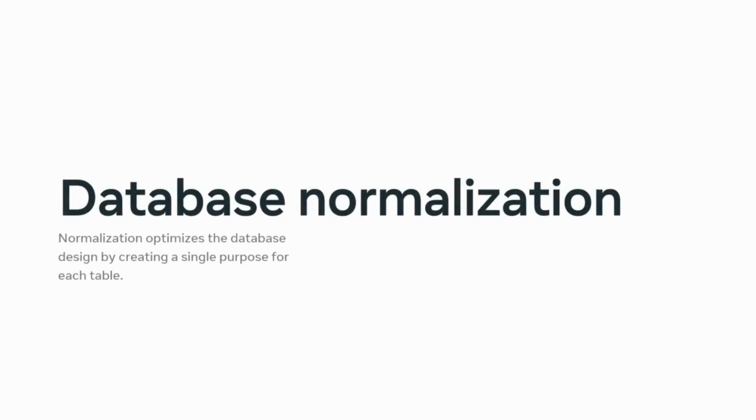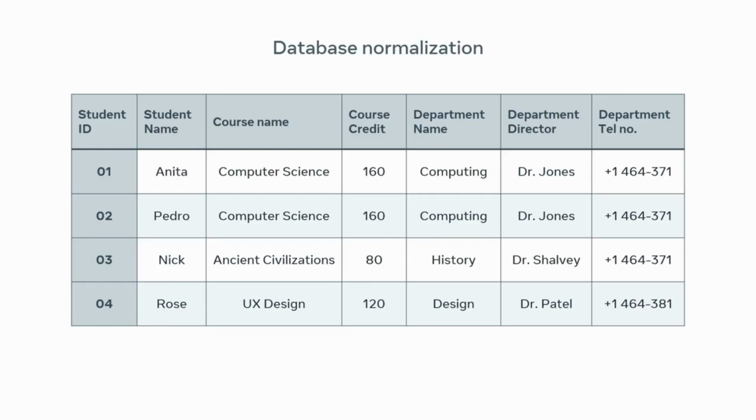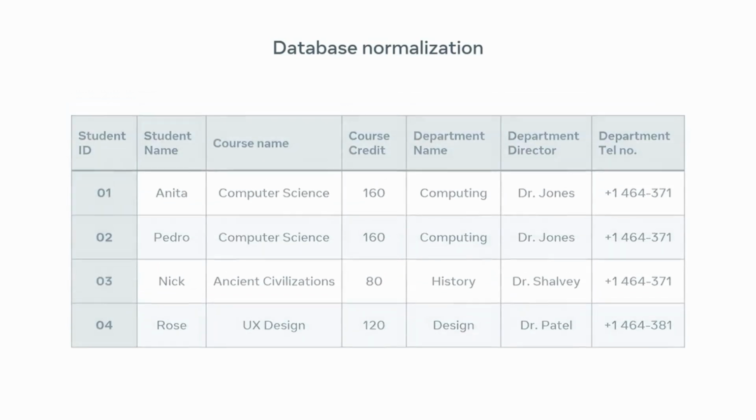So how can you solve these problems? As you learned earlier, the answer lies in database normalization. Normalization optimizes the database design by creating a single purpose for each table. To normalize the college enrollment table, I need to redesign it. As you discovered earlier, the table's current design serves 3 different purposes. So the solution is to split the table in 3, essentially creating a single table for each purpose.